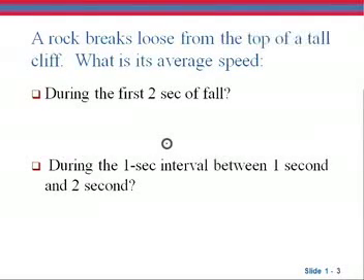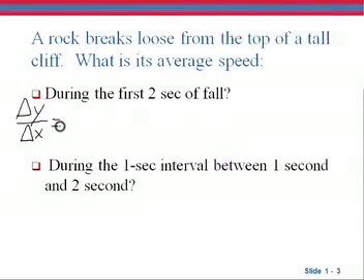A rock breaks loose from the top of a cliff. We want to look at its average speed during the first 2 seconds of fall and during the 1 second interval between 1 second and 2 seconds. To find the average speed, we're going to divide the distance covered by the time elapsed. We use the notation delta y to denote the change in our y values, or the change in our distance, divided by delta x to denote the change in our x values, or the change in our time.